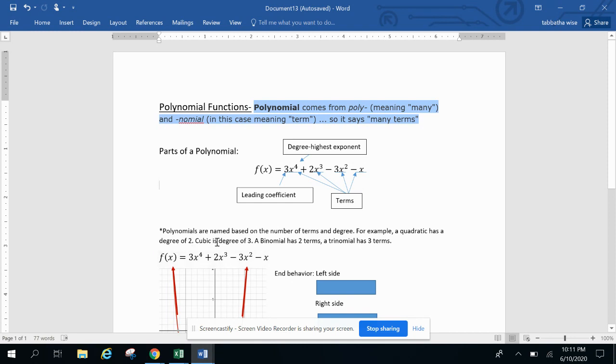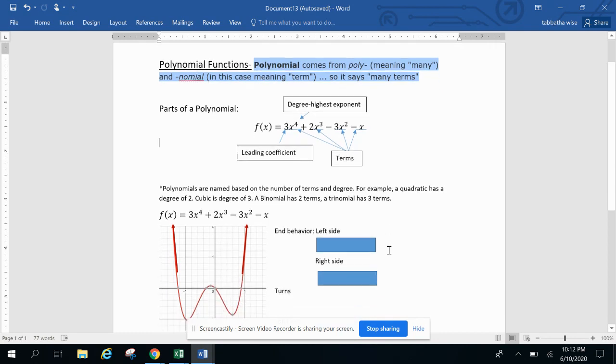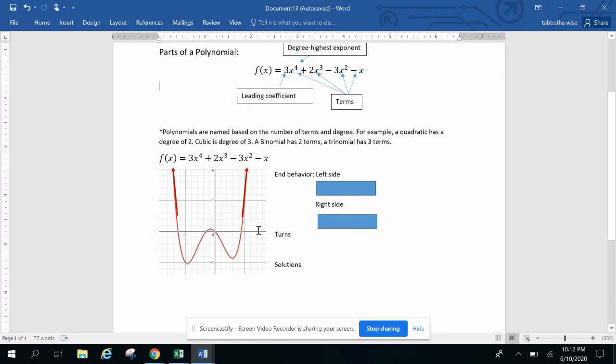So polynomials are named based on the number of terms and the degree. So for example, a quadratic, which we've just been discussing, has a degree of 2. A cubic has a degree of 3. A binomial is where we are talking about how many terms. So bicycle has 2 wheels, so a binomial has 2 terms. So a trinomial has 3 terms. So let's look at some graphs of our polynomials.